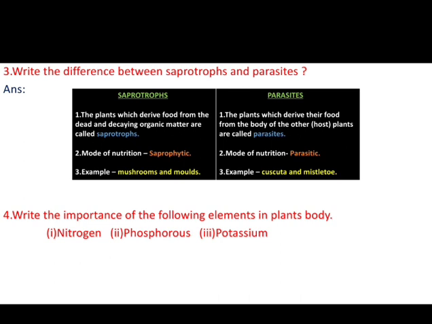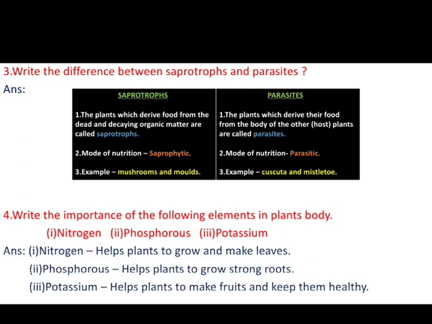Write the importance of the following elements in plant's body: nitrogen, phosphorus and potassium. Answer. Nitrogen helps plants to grow and make leaves. Phosphorus helps plants to grow strong roots. Potassium helps plants to make fruits and keep them healthy.